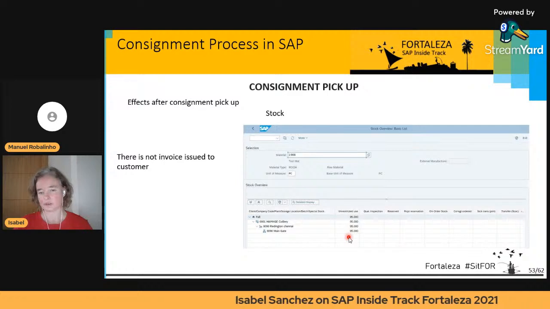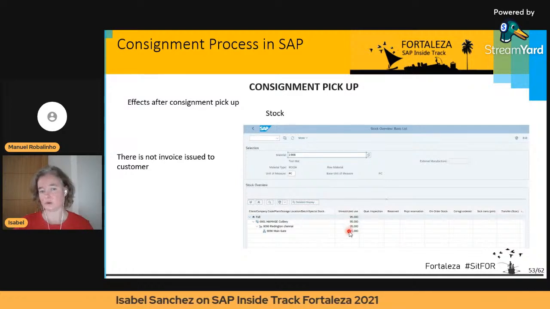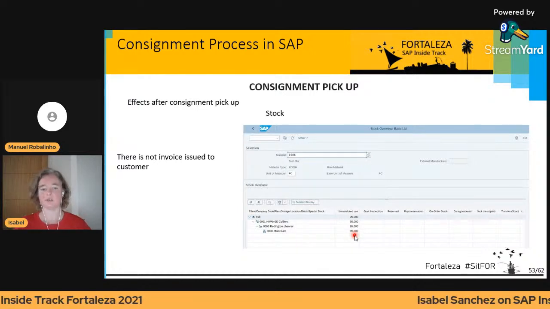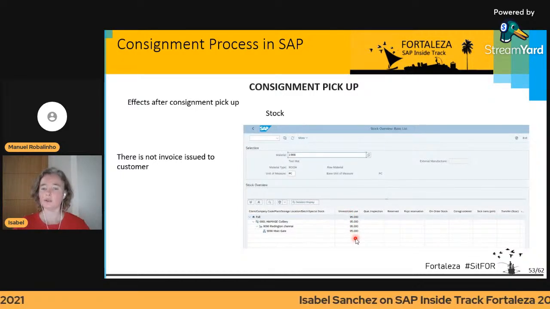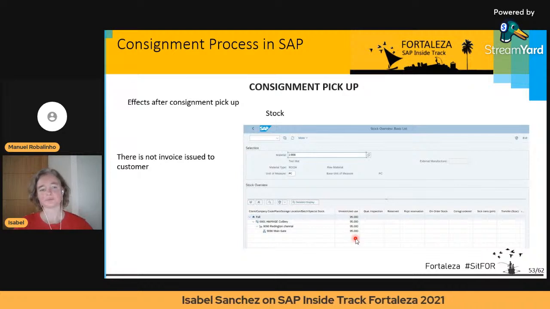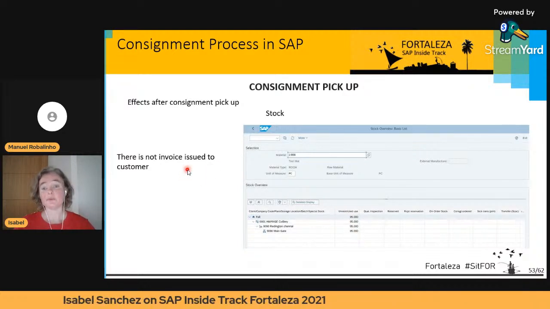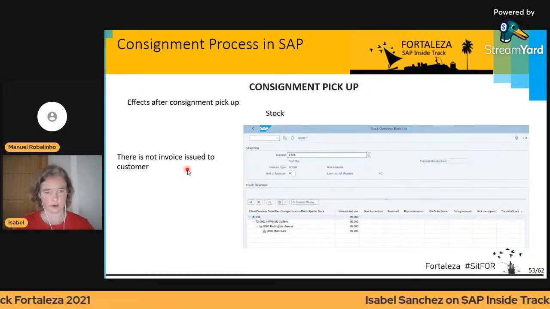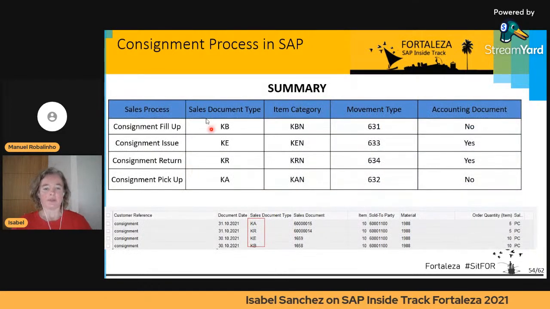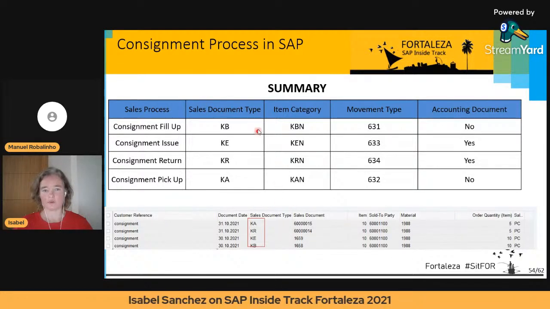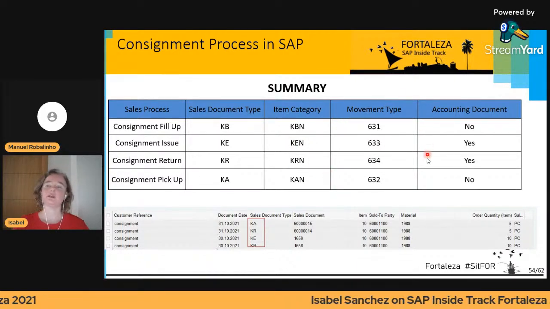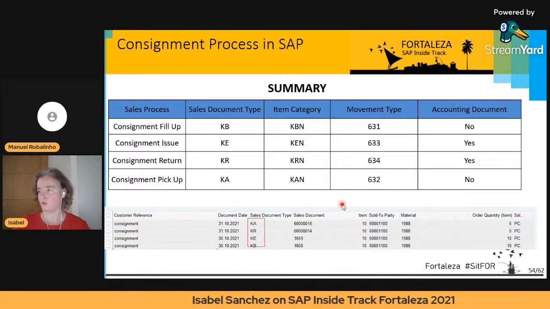Here in this example, there is no consignment stock, no customer consignment stock. They are all in unrestricted use. In this step, they are also not invoiced to the customer. And this is the summary of movements. I'm not going to repeat it again because I will send this information to you all.